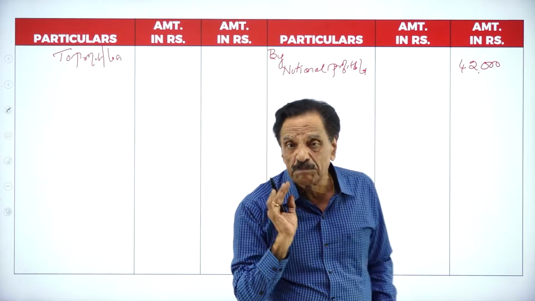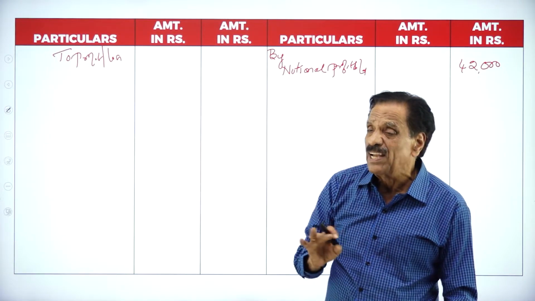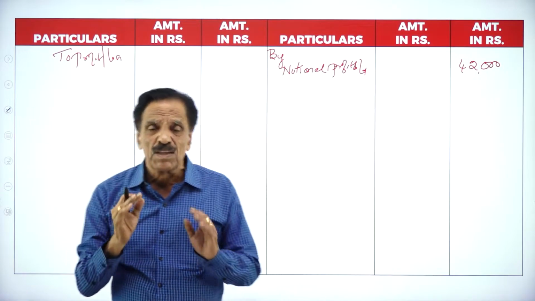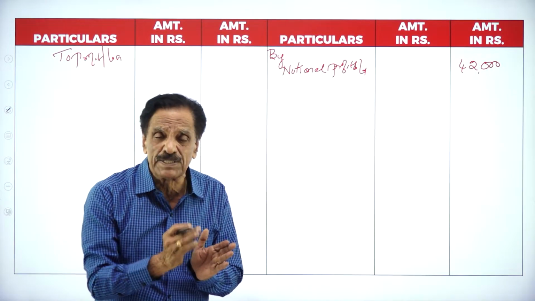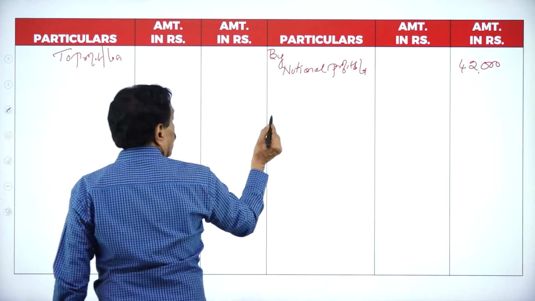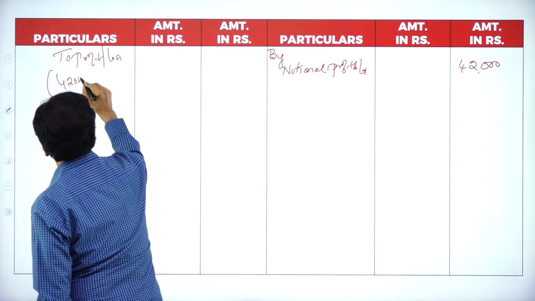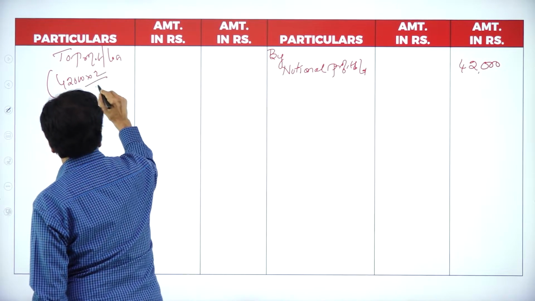What's your contract price here now? 10 lakh. What's your work certified is 5 lakh. Exactly 50%. Up to 90%, how much? 2 by 3 you have to charge. What's your notional profit? 42,000 into 2 divided by 3.